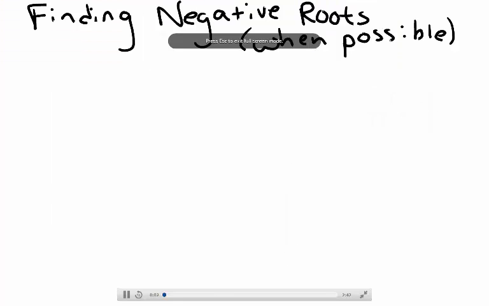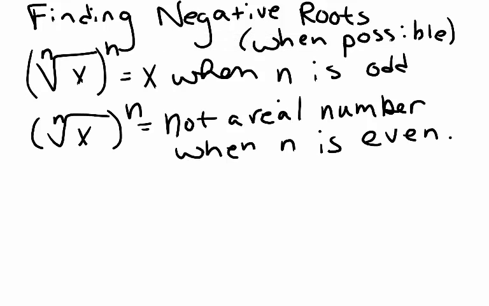In this video, we're going to learn how to find negative roots when possible. Part of the definition of higher order roots tells us that the nth root of x to the n equals x when n is an odd number, and the nth root of x to the n is not a real number when n is even. Here's an example.